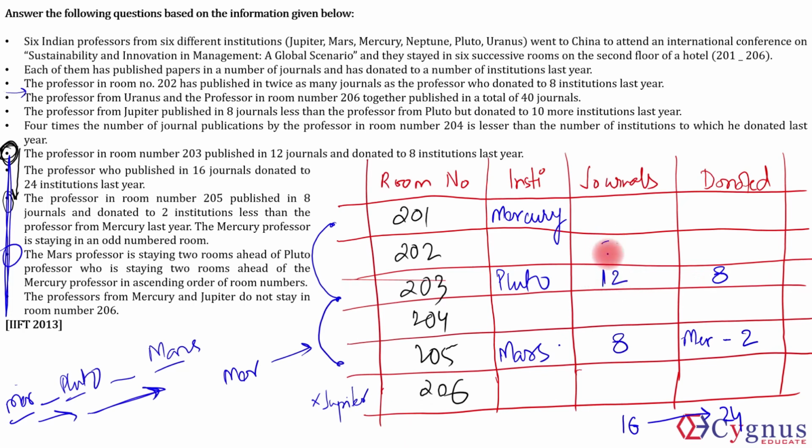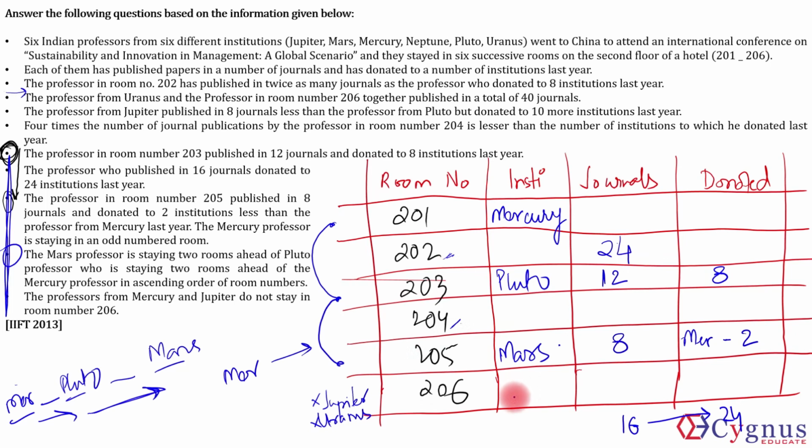So 202 will publish twice of 12, that is, 24 institutes. Okay, next, the professor from Uranus and the professor in room number 206 together published in 40 journals. So Uranus and 206 are two different professors. So Uranus will not be 206. So Uranus and Jupiter will be either 202 or 204.